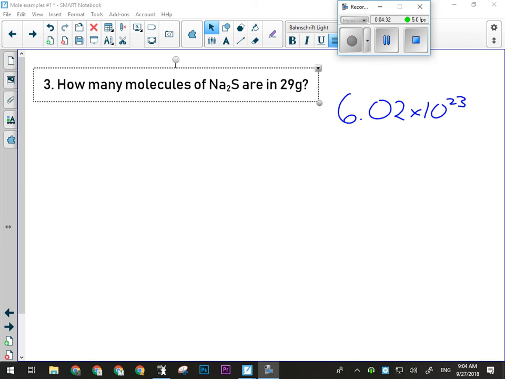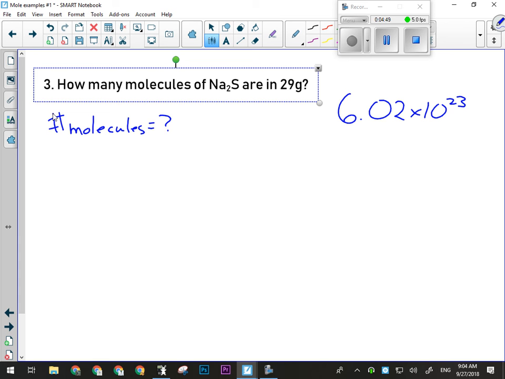So let's have a look at this one. It's only got 1 extra step, and that's using Avogadro's number. Otherwise, it's still just a mole equation calculation. So we're looking for the number of molecules. That's what we're looking for, our final answer.